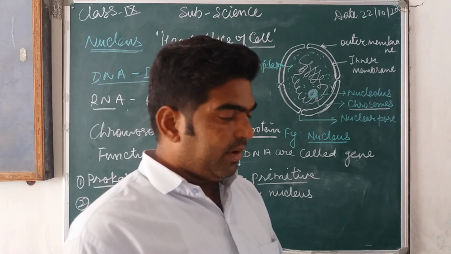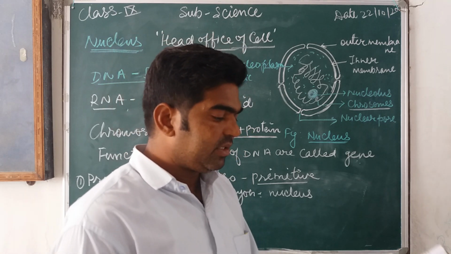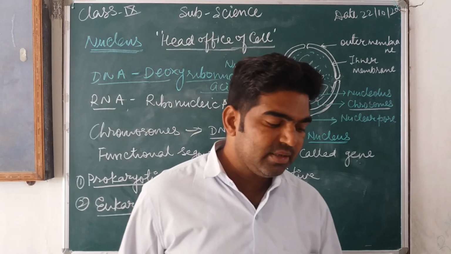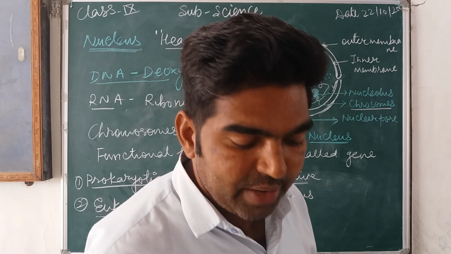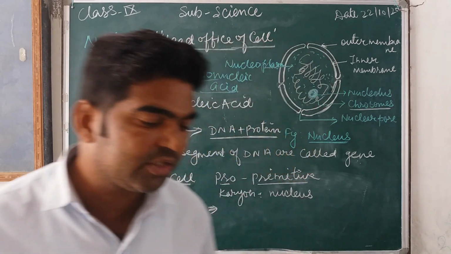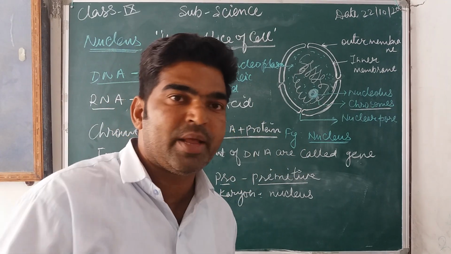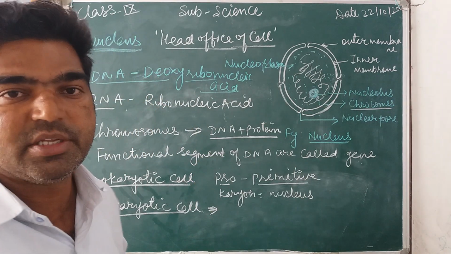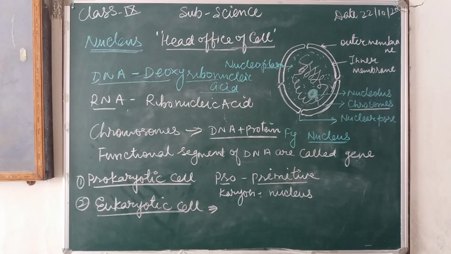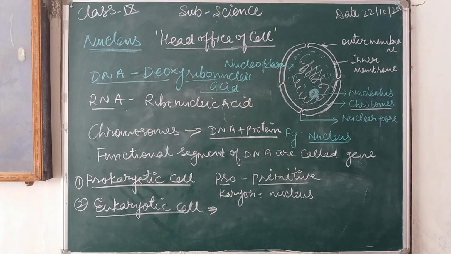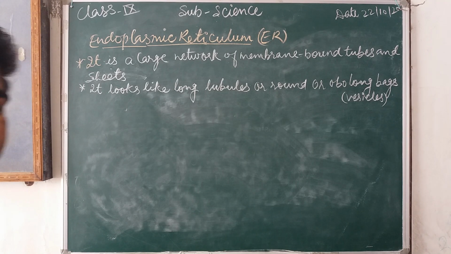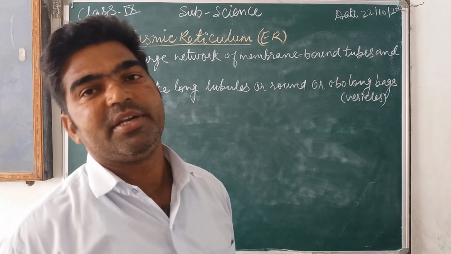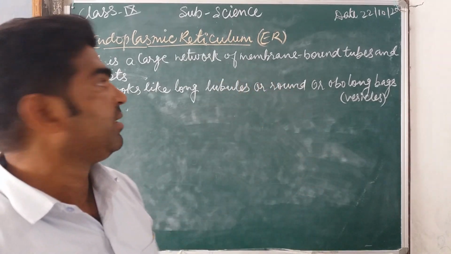Now next we are going to discuss the cell organelles. In the cell organelles, first we discuss the endoplasmic reticulum. Everybody draw this diagram of the nucleus and note this down. So the next cell organelle is the endoplasmic reticulum, in short generally known as ER.